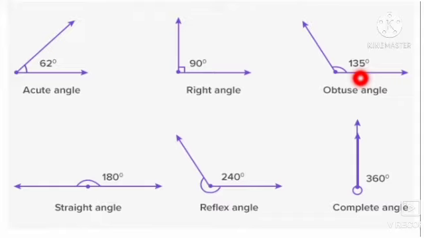135 is an obtuse angle, and an angle exactly equal to 180 degrees is said to be a straight angle, and an angle greater than 180 and less than 360 is said to be a reflex angle, and 240 degrees is an example of a reflex angle. And complete angle, that is the angle which is exactly equal to 360 degrees, is known as a complete angle.